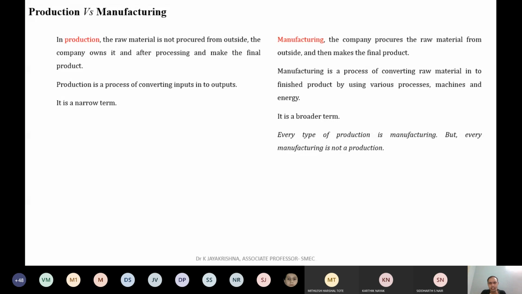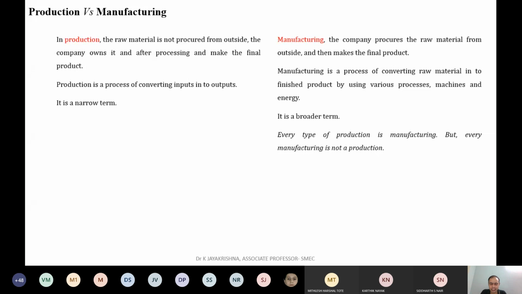That's what we say: every type of production is manufacturing, but every manufacturing is not a production. Manufacturing is a bigger term and production is a small term. In a manufacturing company, production can happen. If I say any big company, the production is going to happen inside. In a garment company, the production of garments is going to happen. Manufacturing is a bigger term, production is a smaller term.